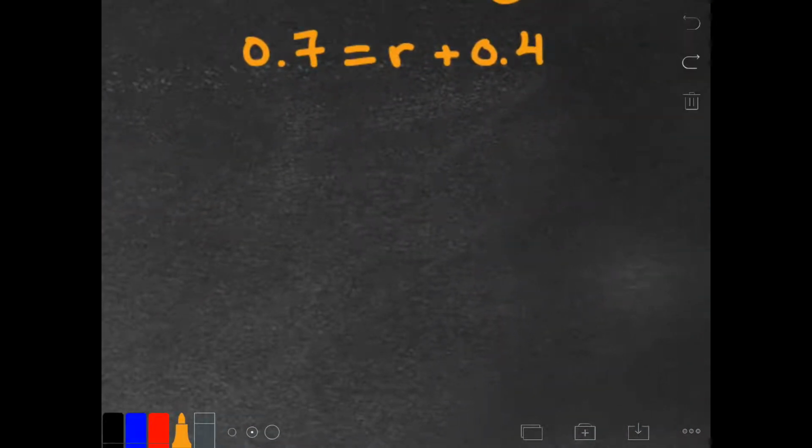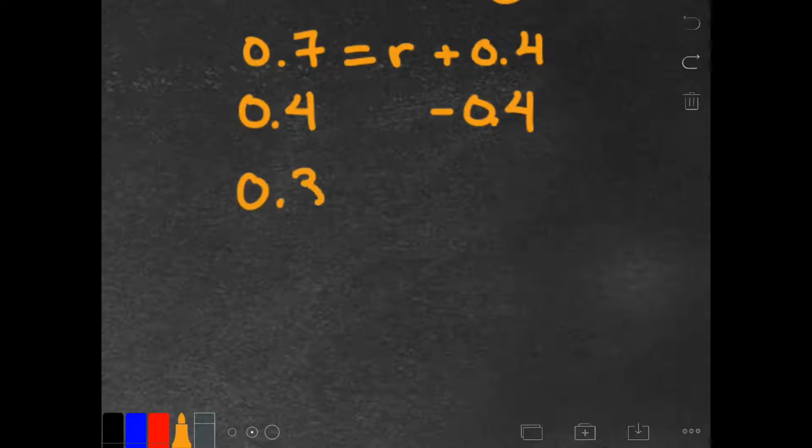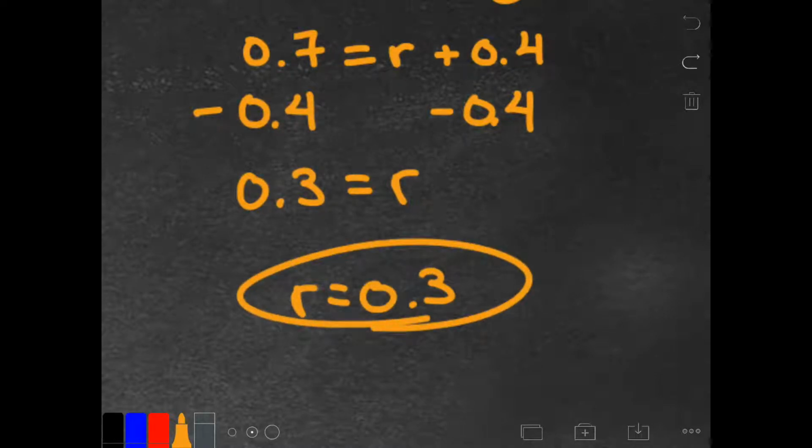Let's do another example involving addition. So 0.7 or 7/10 equals r plus 0.4 or 4/10. Again, I need to undo the addition. So I'm going to subtract 4/10 from both sides. It's going to give me 3/10. R equals 0.3.